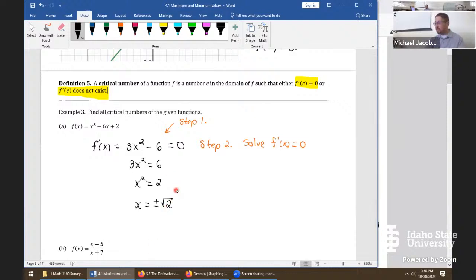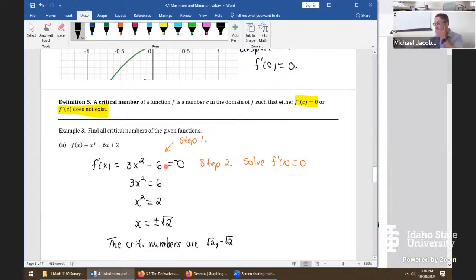If we want to be a little bit more specific, we can say the critical numbers. I'll often say, instead of critical, just crit as a shorthand. So the critical numbers are root 2, negative root 2. So that suggests to us, those are the first places we're going to look if we're trying to find maximum minimum values of that cubic polynomial.